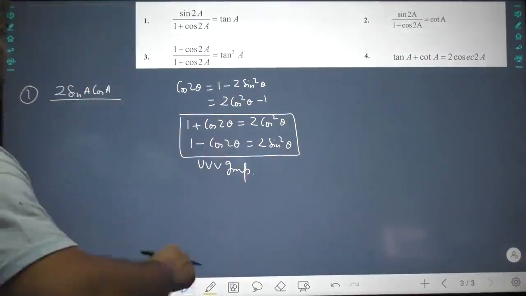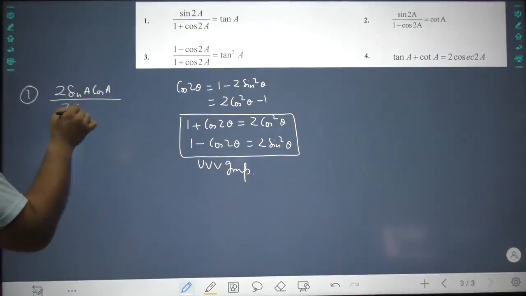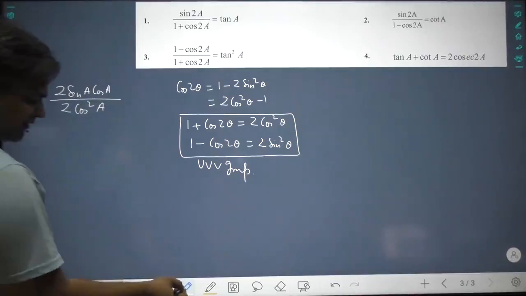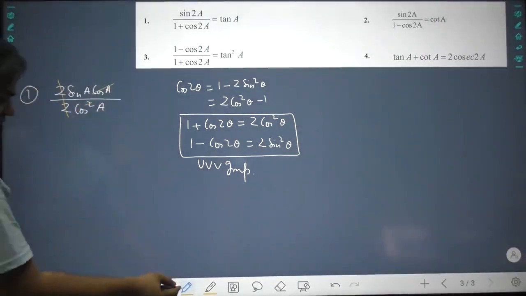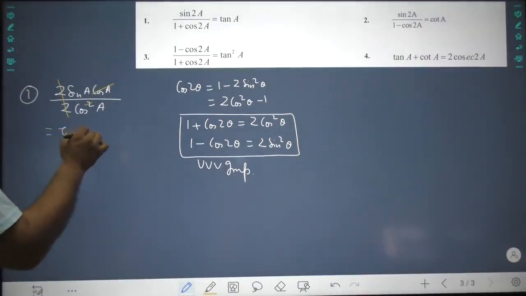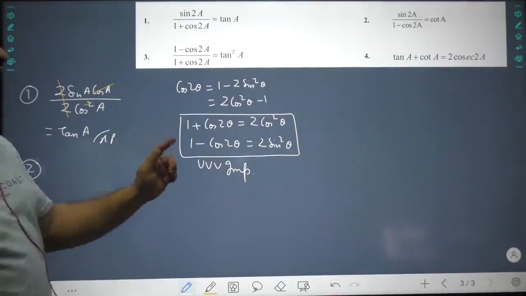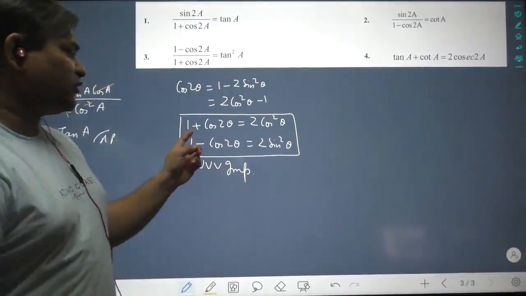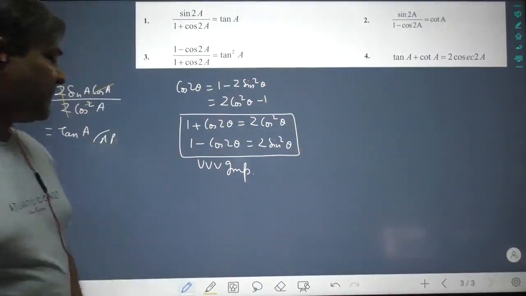Very useful. So in the denominator we have 1 plus cos 2a, it becomes 2 cos square a. Let's cancel the common terms. 2 gets cancelled, cos a gets cancelled, and there is a twinkle in the eye, tan a. How many of you got this right? Very good. Second, please do remember these two very versatile formulas: 1 plus cos 2 theta is 2 cos square theta and 1 minus cos 2 theta is 2 sin square theta.